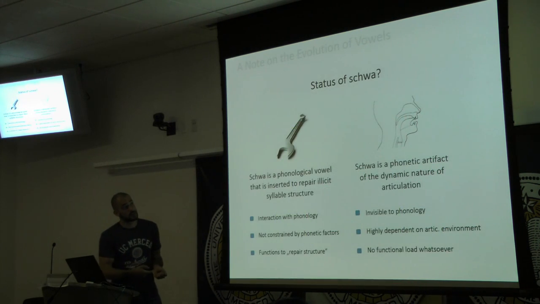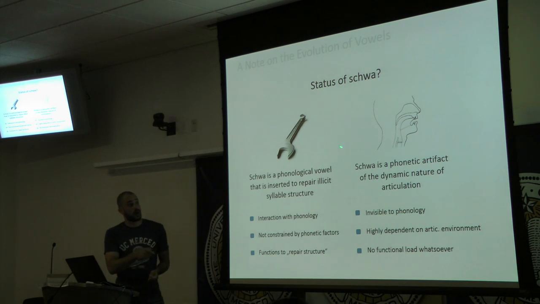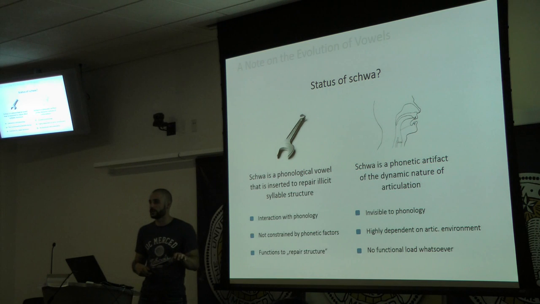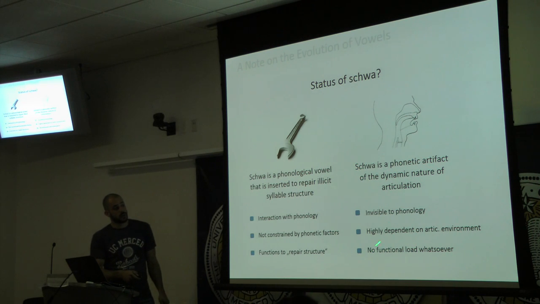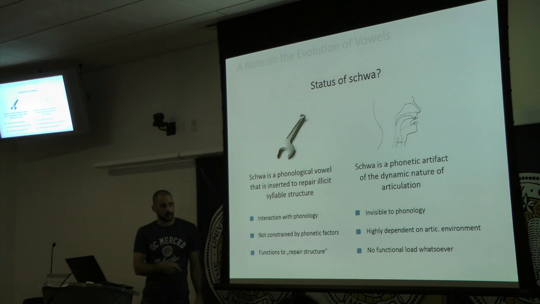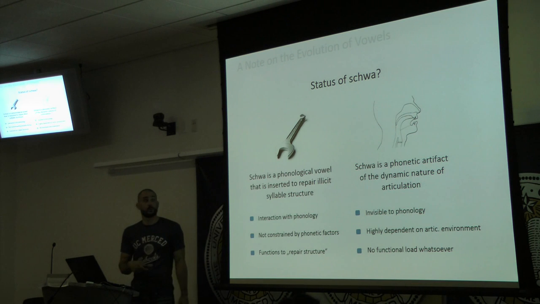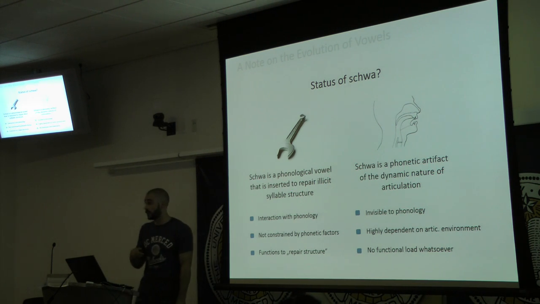So coming back to this dichotomy, we need to re-evaluate it, because schwa can't be just an artifact that is dependent on an articulatory environment in the way that the argumentation was built. So it can't be. And it's also not entirely invisible to phonology. It's not entirely irrelevant, because it bears functionally relevant movement here. So we need to reconsider that. And I don't think this dichotomy is helping us here.